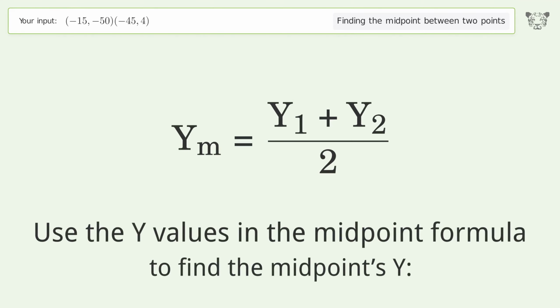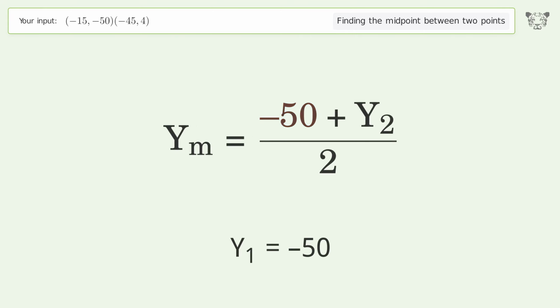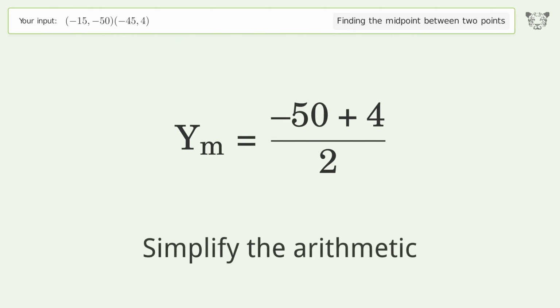Use the y values in the midpoint formula to find the midpoint's y. y1 equals -50. y2 equals 4. Simplify the arithmetic.